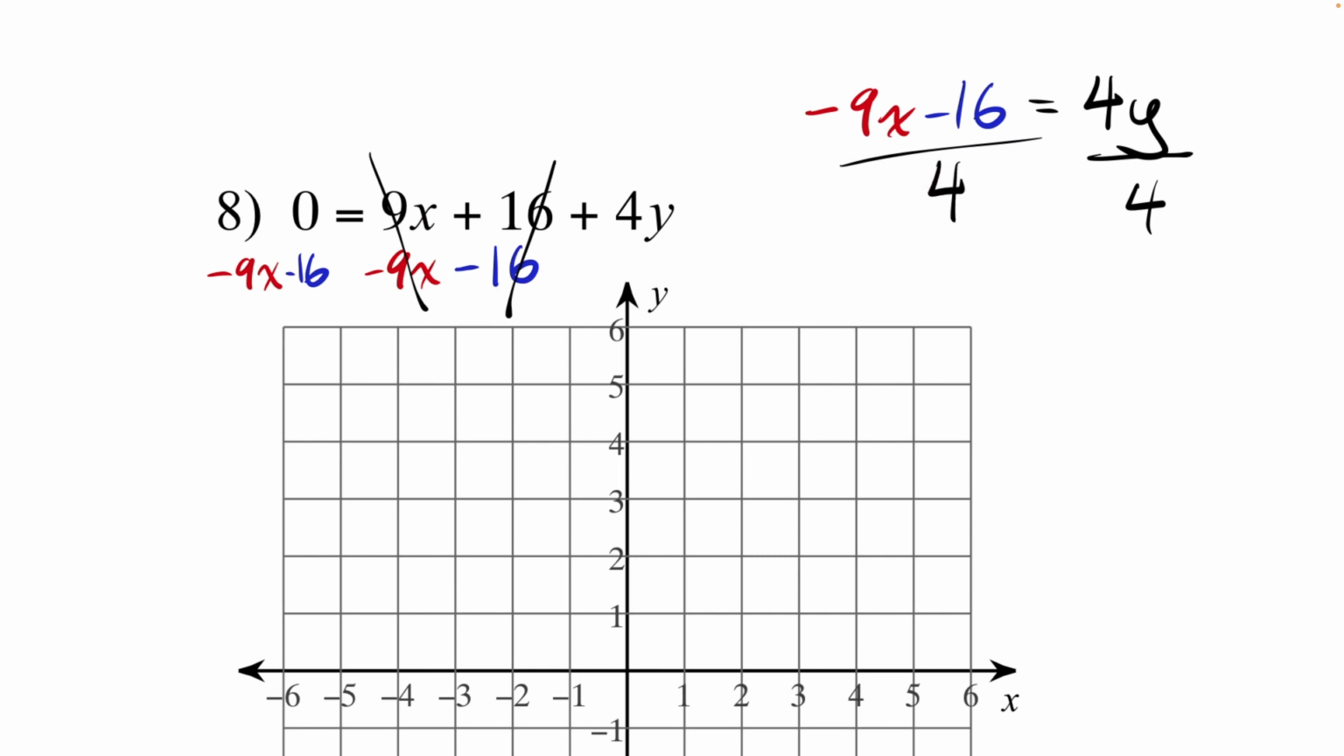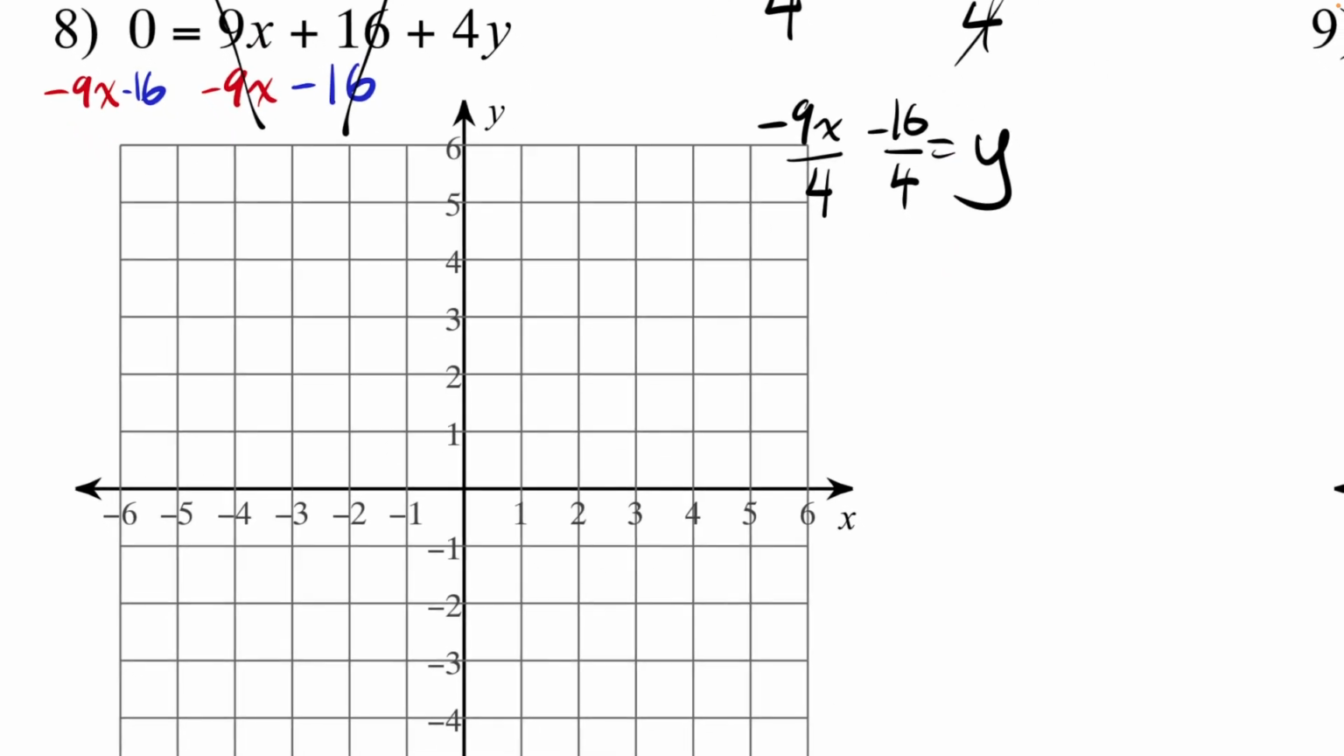Because 4 divided by 4 is 1, and then I'm just left with 1y, because that's what we're trying to isolate. So I have y on the right side, and I'm going to split this fraction up into 2 different pieces. I'm going to have a negative 9x over 4 for my first piece, and a negative 16 over 4 for my second piece. I can reduce one of those. I could reduce this negative 16 over 4. So that can be reduced to what? Negative 4, yeah, because negative divided by positive is negative.